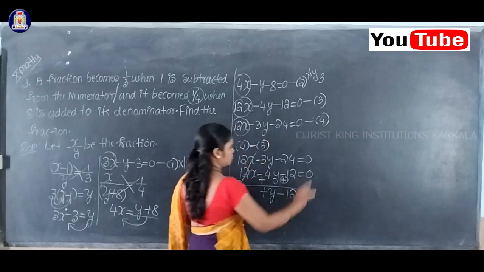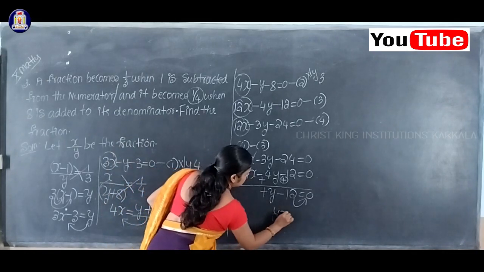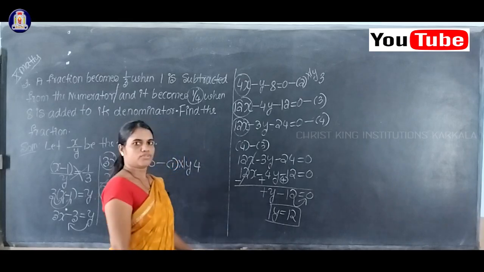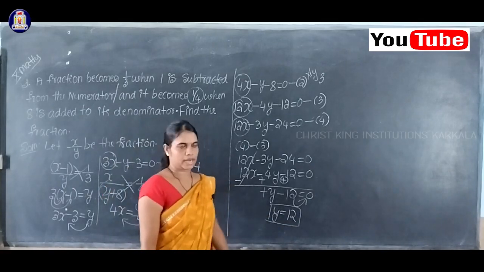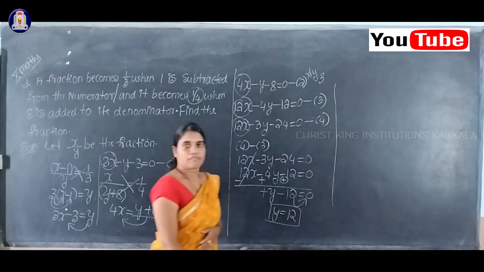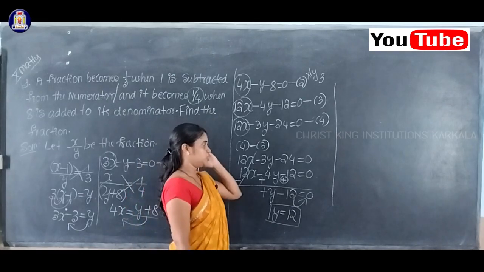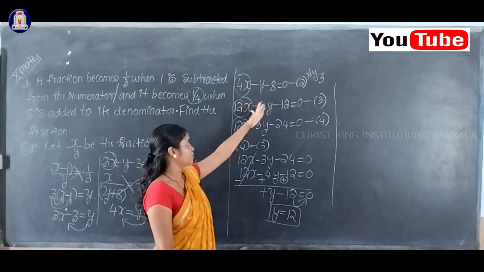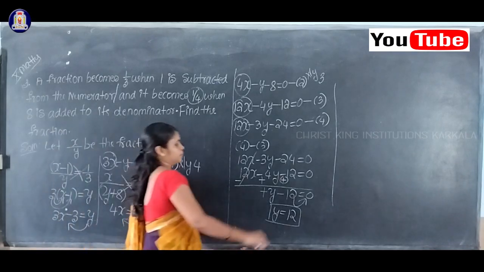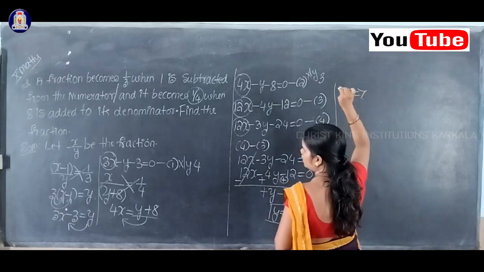Now shift this minus 12 to the right hand side. So y is equal to 12. Now it remains to find the value of x. For that, you can refer to equation 1, 2, 3 or 4. I'll refer to equation 1.